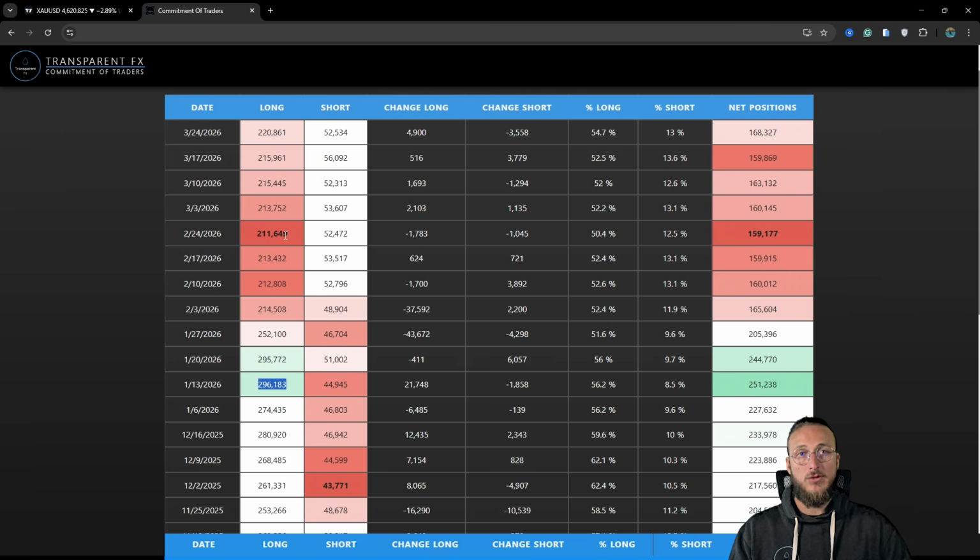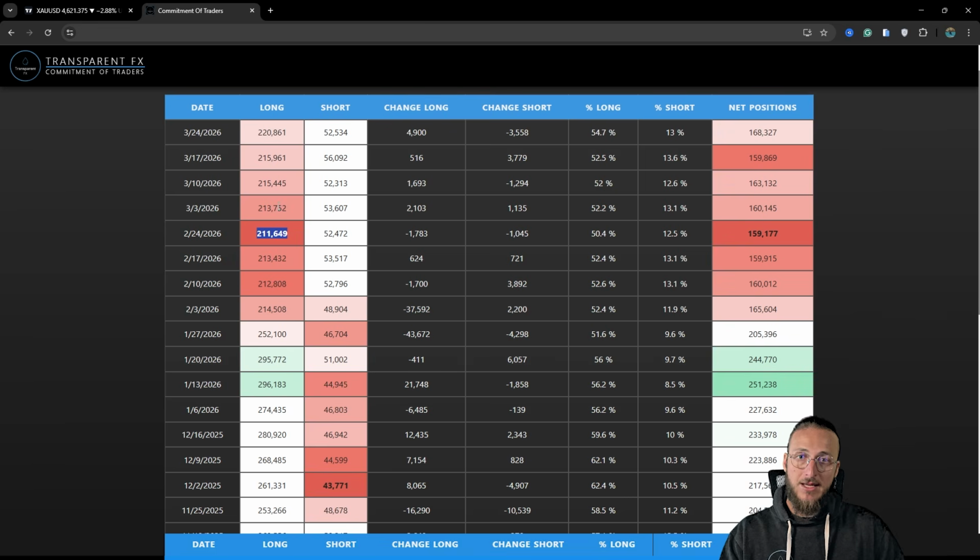Institutions were buying during that uptrend, reaching all the way up to 296K longs, and then they started taking profits. So they started to decrease their longs. They went all the way down to 211K. And of course, while institutions are offloading their longs, that is selling pressure entering the market. So what you do expect is a push lower, which is in fact exactly what was happening.